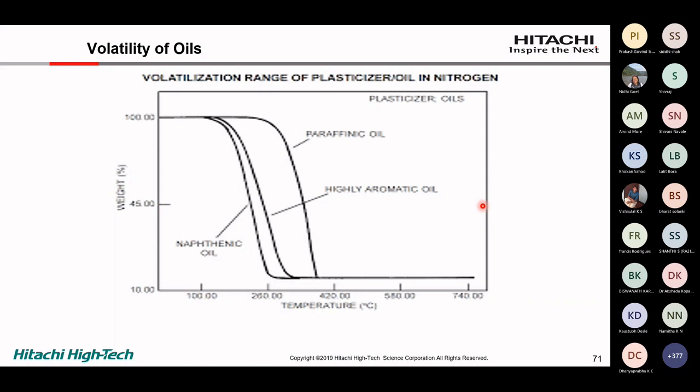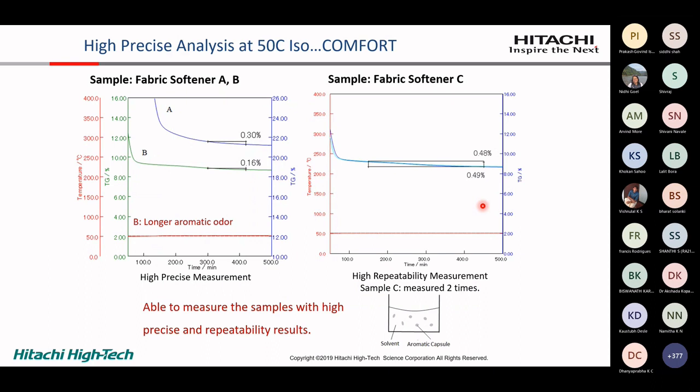Volatility of the oils, you can also determine by using a TGA. On the basis of the onset temperature you can identify whether it is a paraffinic oil, an aromatic oil or a naphthenic oil. This is a very wonderful application of TGA.